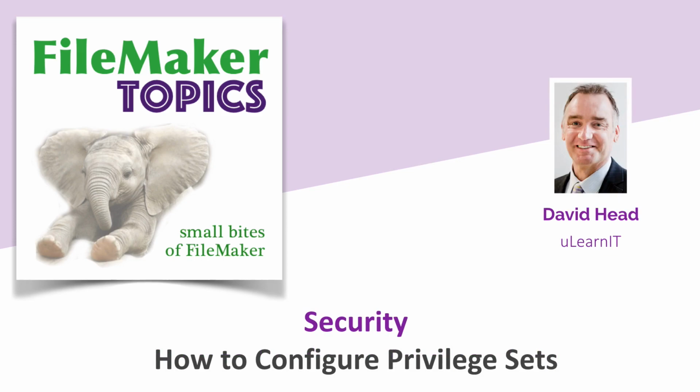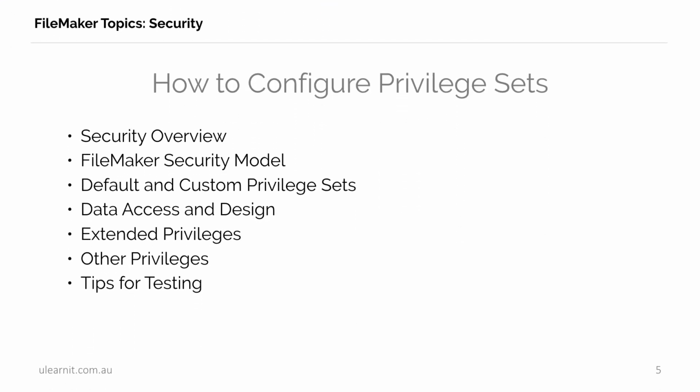My name's David Head, and this FileMaker topic preview is in the area of security, how to configure privilege sets. In the full FileMaker topic, we covered all of these areas, starting with a security overview, how that fits into the FileMaker security model, looking at default and custom privilege sets in FileMaker, and configuring those privilege sets in the areas of data access and design, extended privileges, other privileges, and finished off with some tips for testing your FileMaker privilege sets.